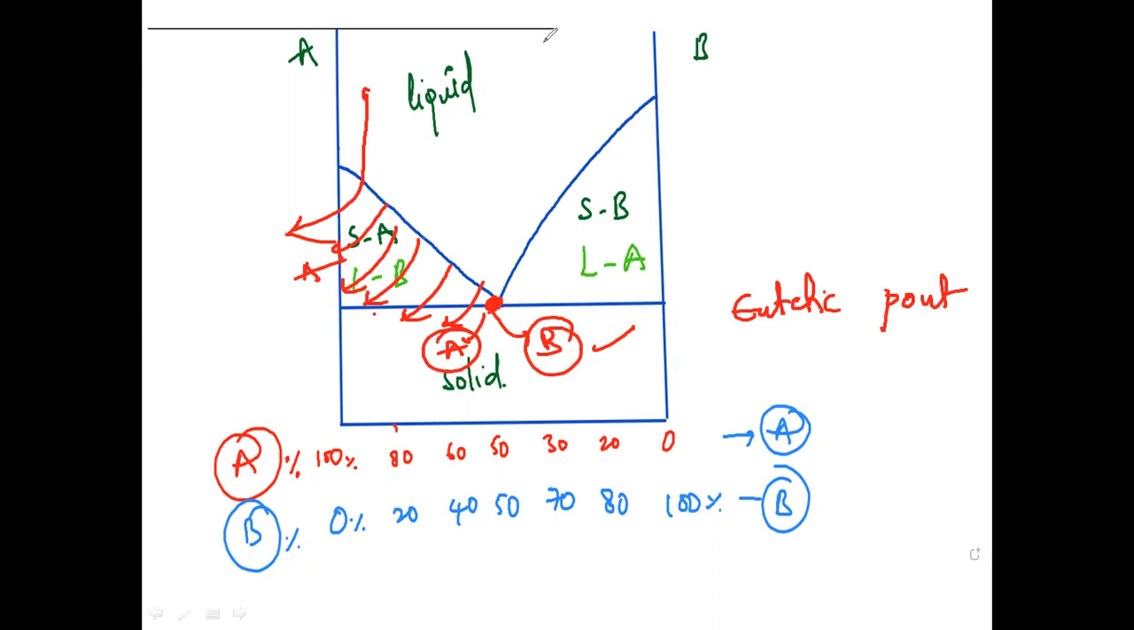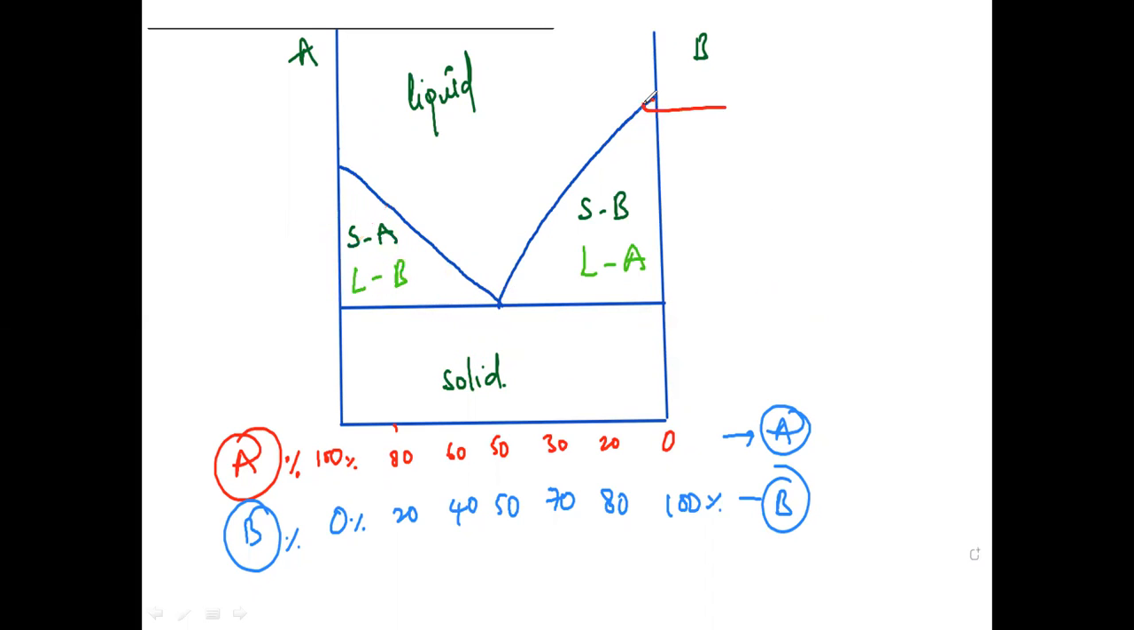If you see, you can see from the right side also. You can take any percentage here, such as 20% and 80%. Take 20% A and 80% B. Whichever has the higher percentage will solidify first.